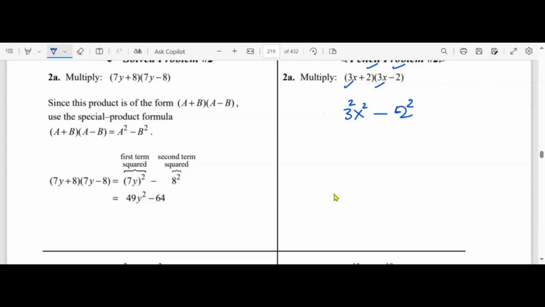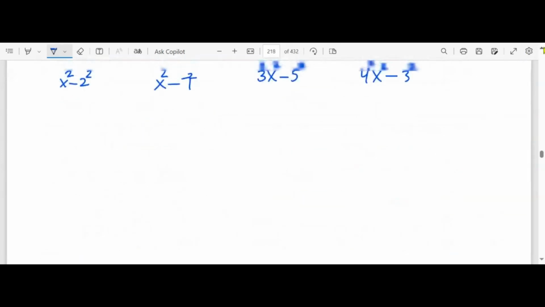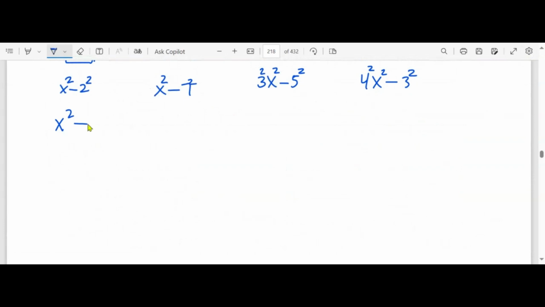Easy as easy. So that means what? 9x squared minus what? 4. That's your final answer. Okay. Here, what's the answer here? Easy as easy.